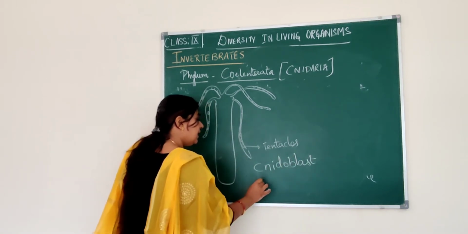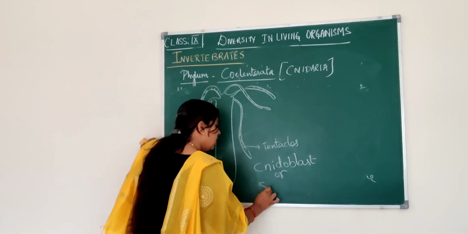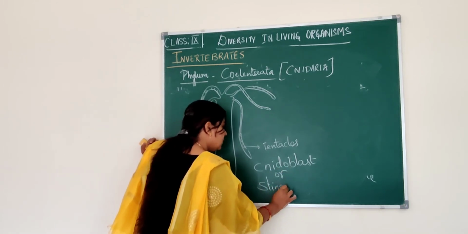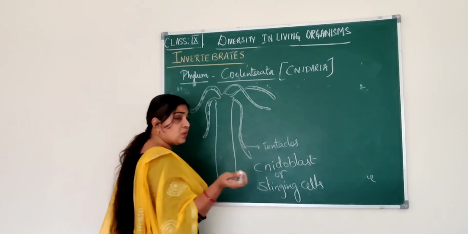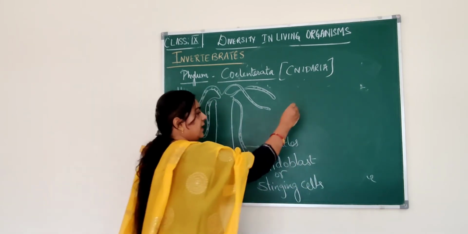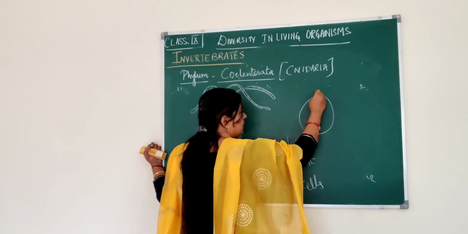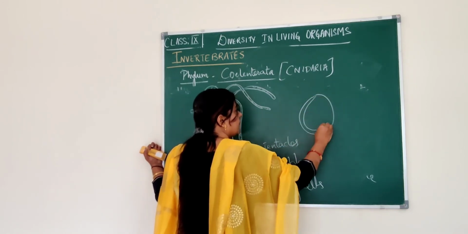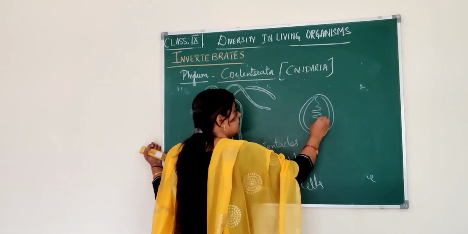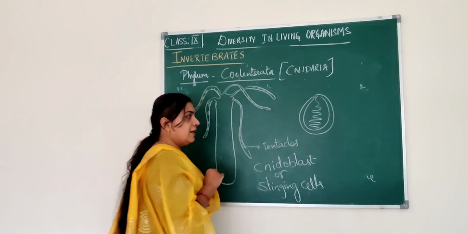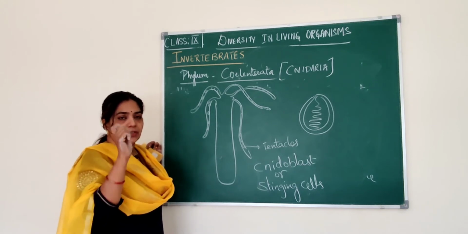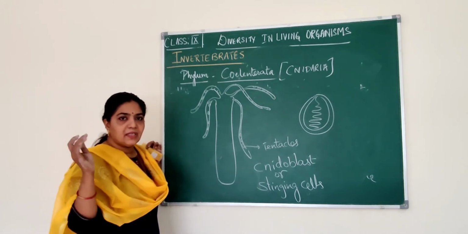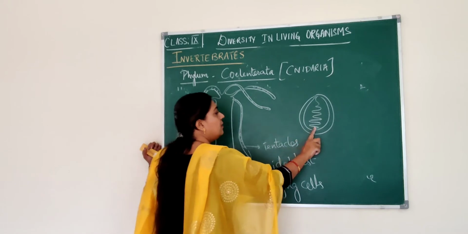Okay, these are nidoblast, or it is also called stinging cell. It is also called nematocyst and all. Okay, so it will have like this. If this is the nidoblast, it will have a whip-like structure inside. When it senses danger or when it senses the prey is there, food is there, immediately this will release.